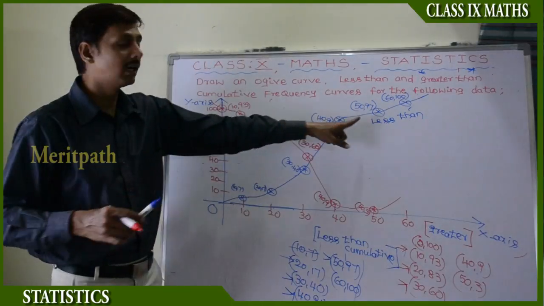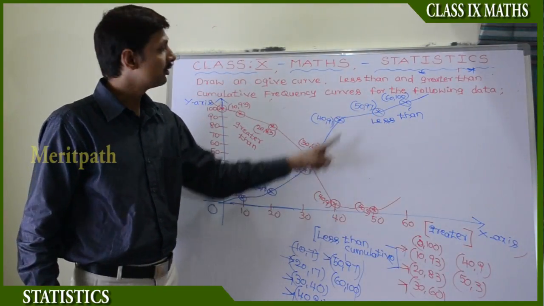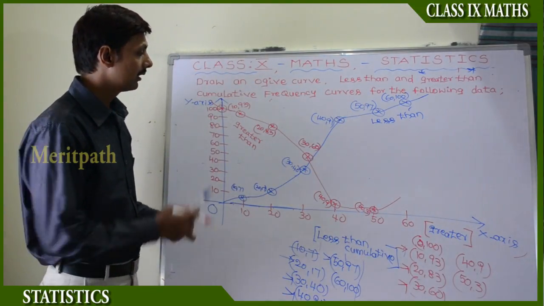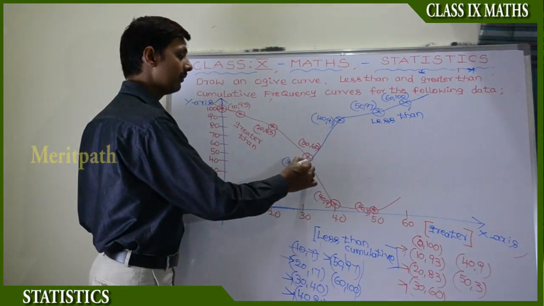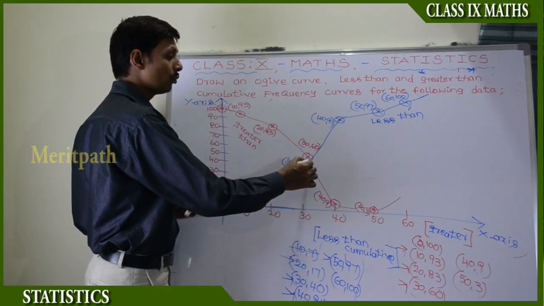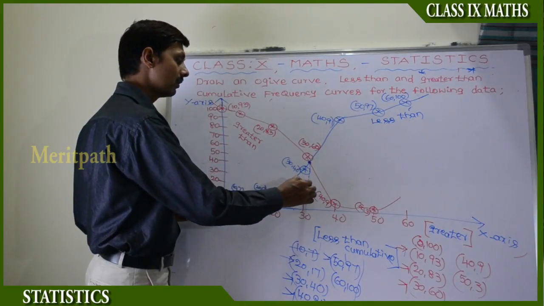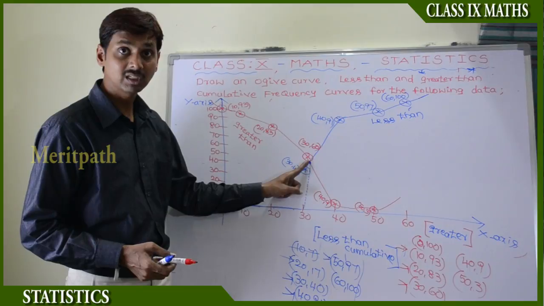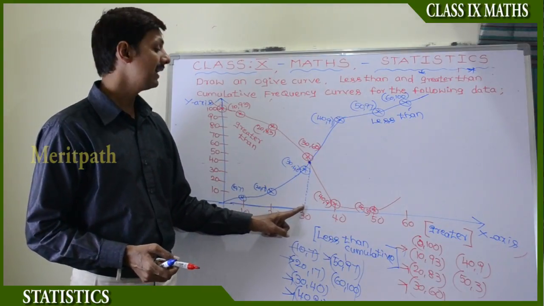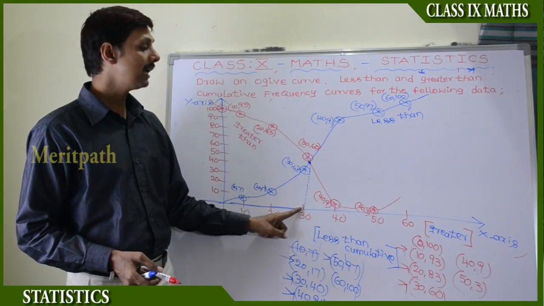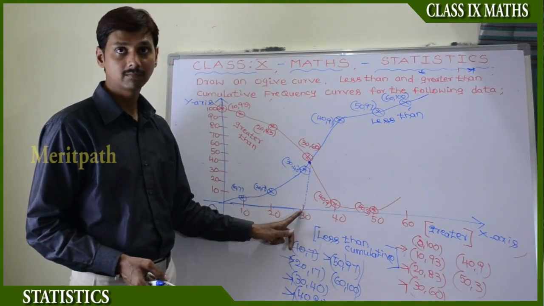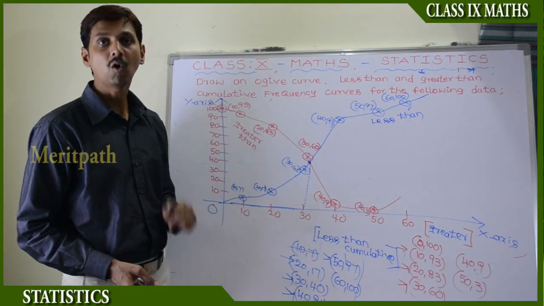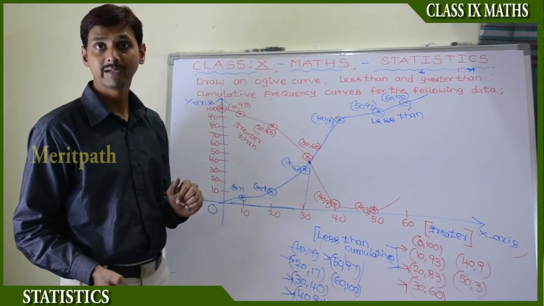The less than cumulative frequency curve and the greater than cumulative frequency curve together are also called an ogive or ogive curve. The point of intersection of these two curves is here, and if we draw a perpendicular line towards the x-axis from this point of intersection, it intersects the x-axis at 30. So we can understand that the median of this data is 30. We have taken this value approximately on this board. It's not an actual measurement.